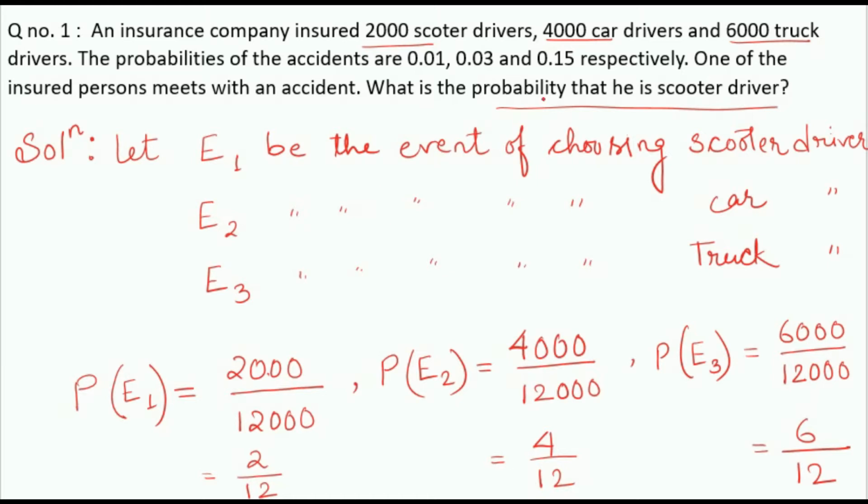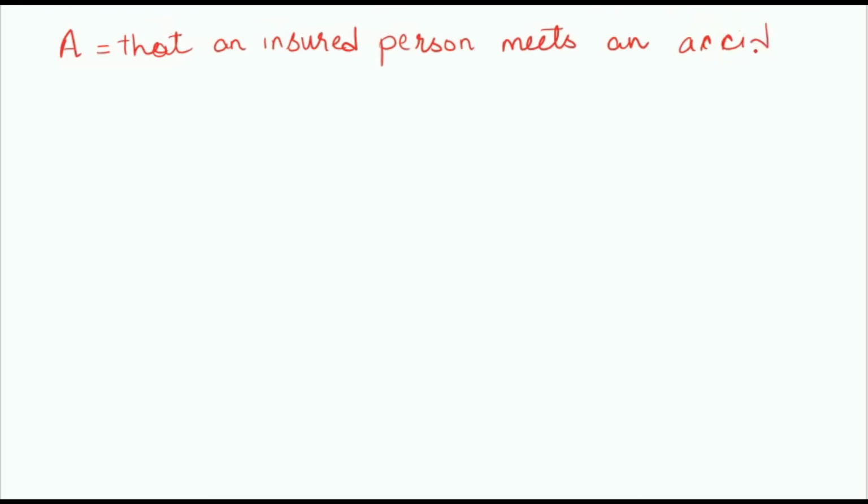We are not finishing. Now see what they have given. One of the insured persons meets an accident. Okay, one of the persons meets an accident. Let's define that as A, like in the formula. Let A be the event that an insured person meets an accident. So what do we need to find?